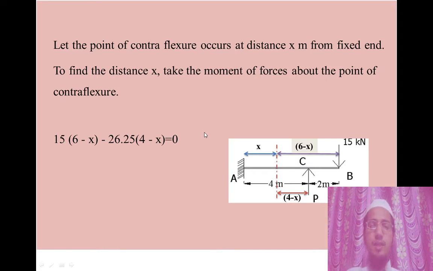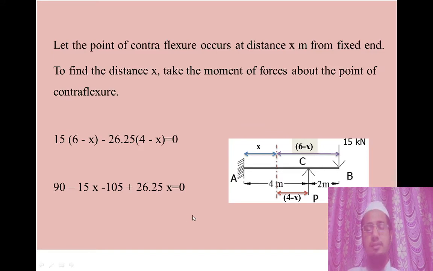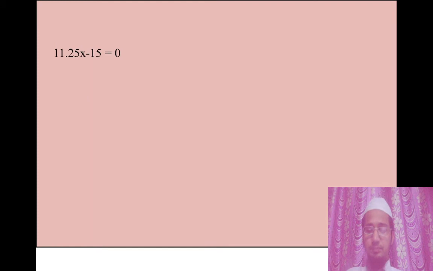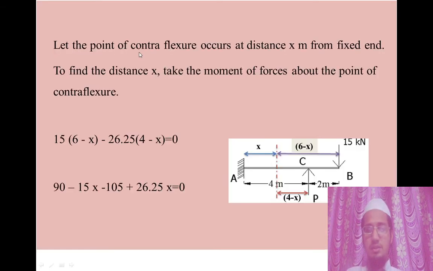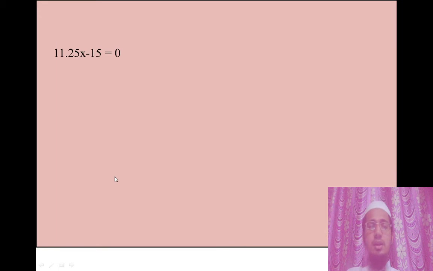So by solving we will get the simplified equation as 90 minus 15x minus 105 plus 26.25x equals 0. Now solve it and tell me the value of x. You can solve. Okay, then by simplifying it, 11.25x minus 15 equals 0. This is a simplified form of this equation. So we can say x equals 15 divided by 11.25 equals 1.33 meter.